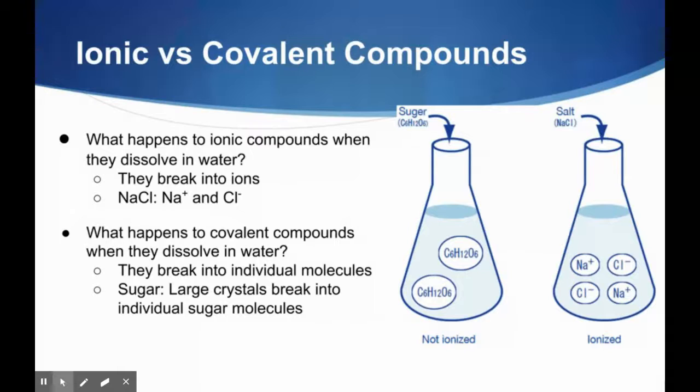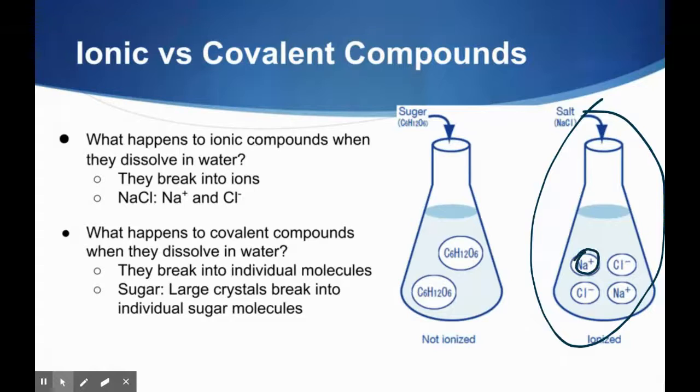If you look at the ionic compound, the salt here, NaCl, when it's dissolved in water, will break into its separate ions. So we have Na+ ions and we have Cl- ions. Because they dissociate in that way, they break up and have charges, those charges allow the solution to conduct electricity. That does not happen with a covalent compound.